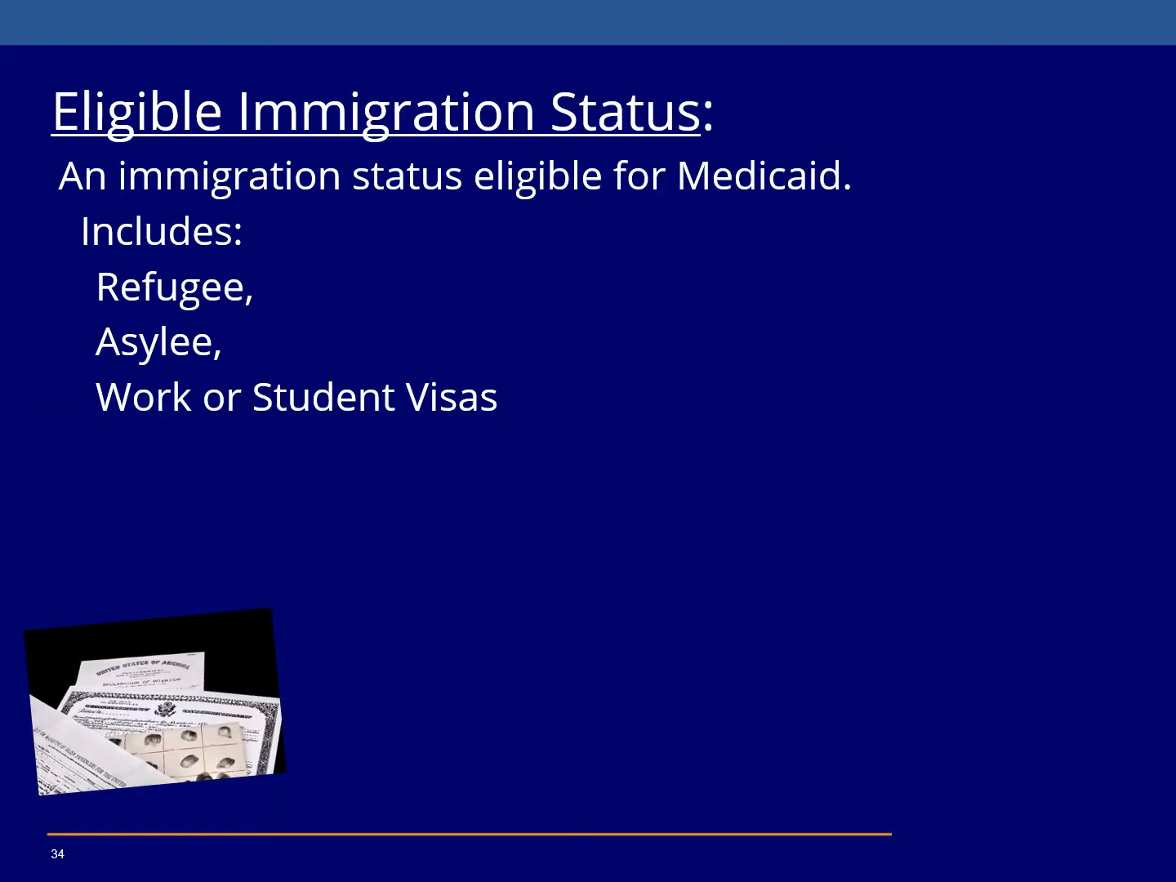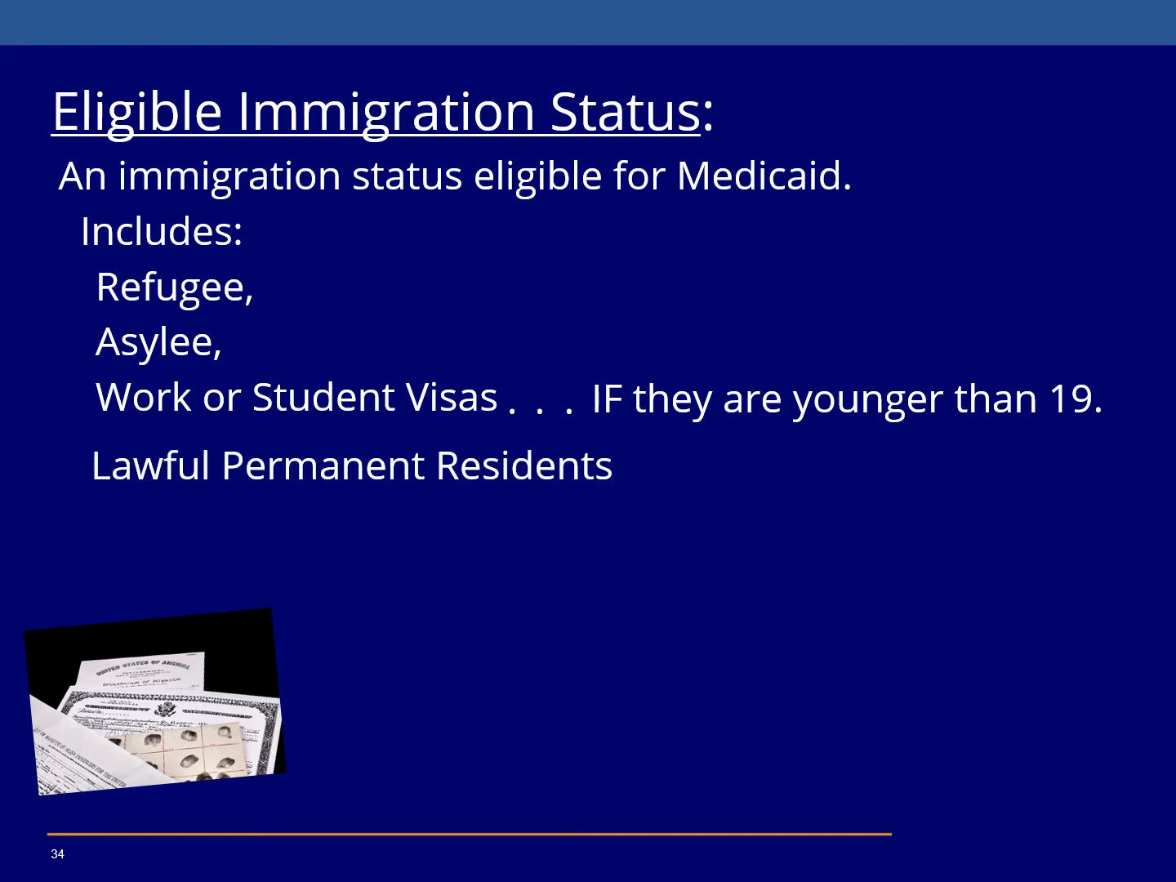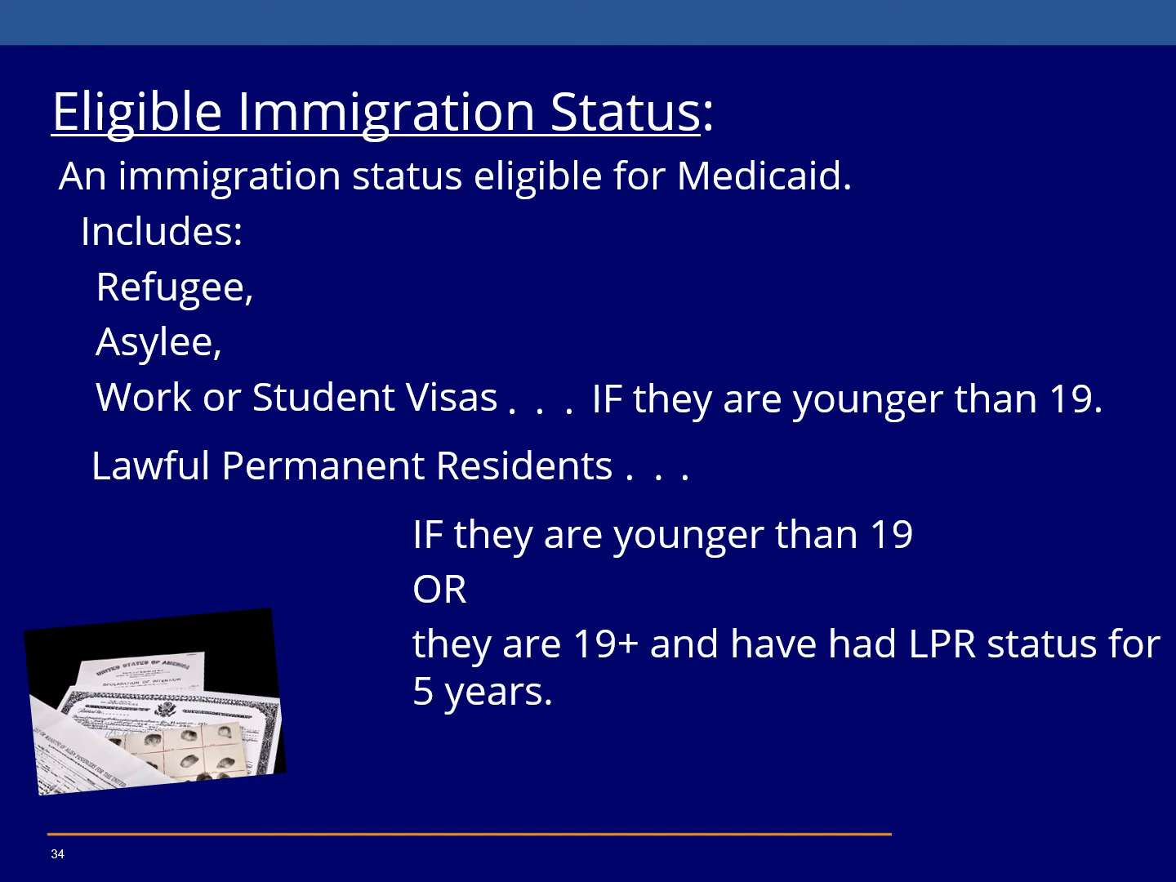Then we come to eligible immigration status, which means an immigration status that is eligible for Medicaid. This includes refugees and asylees, and folks with work or student visas, if they are younger than 19, and folks with lawful permanent resident status, if they are younger than 19 or 19 or older and have had LPR status for 5 or more years.